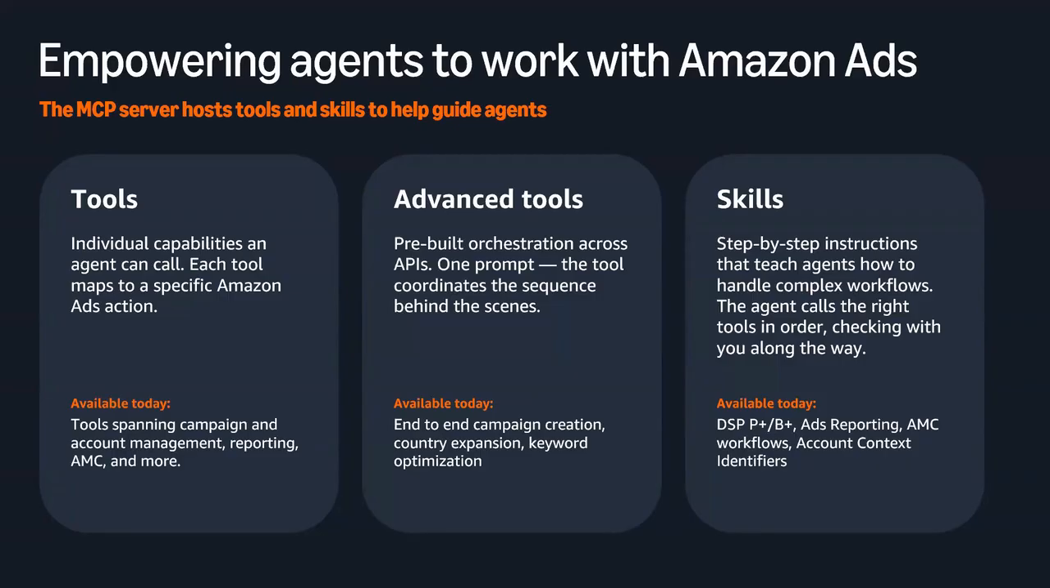Think of this as the recipe. Skills are step-by-step instructions that guide your agent through complex workflows, including human approval checkpoints along the way. They incorporate Amazon Ads best practices and ensure your agent knows exactly which tools to call and in what order.